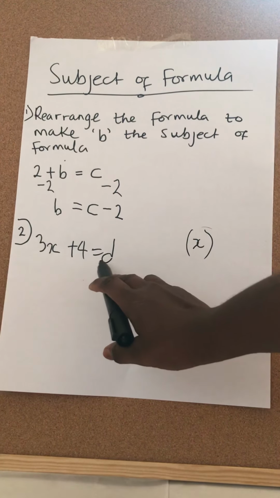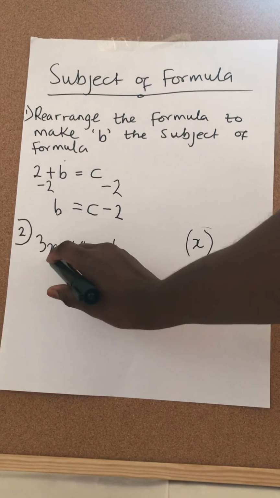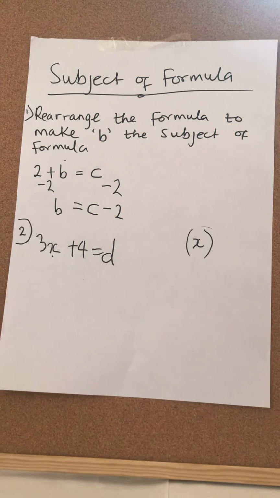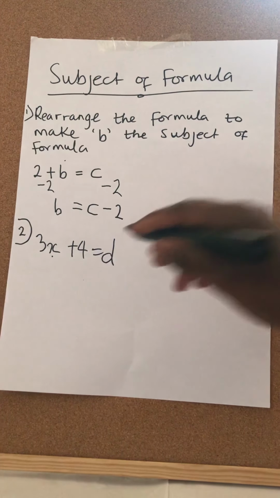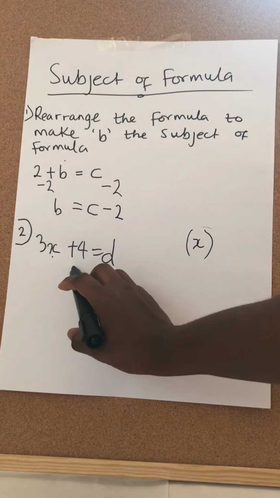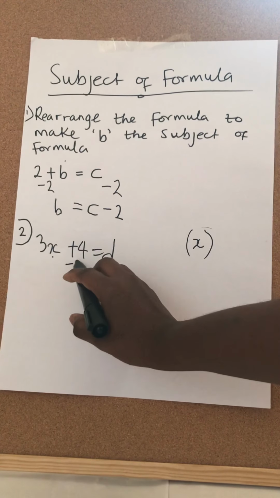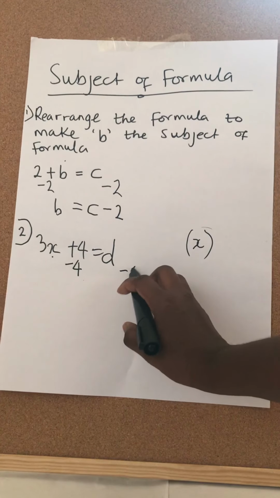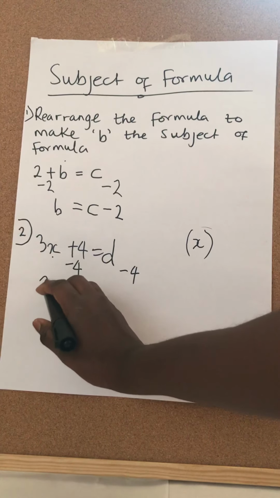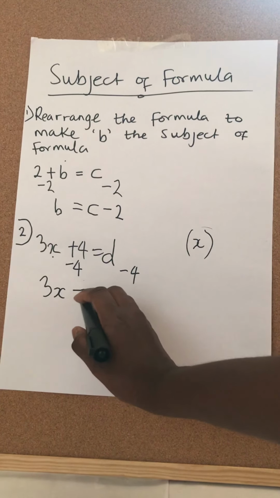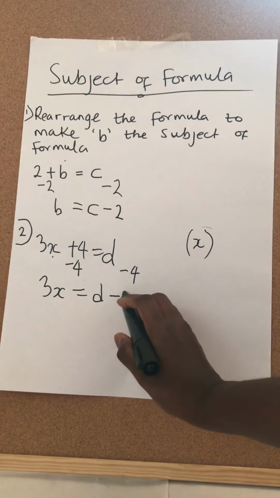3x plus 4 is equal to d. Make x the subject of formula. Like I said, whatever you want to make the subject of formula will be on your left, standing alone. So I need to make sure I get rid of the 3 and the 4. The first thing I'll have to do is get rid of the 4. That would make it easier by taking the inverse. Minus 4 on this side. So I'm going to have just 3x here is equal to d minus 4.